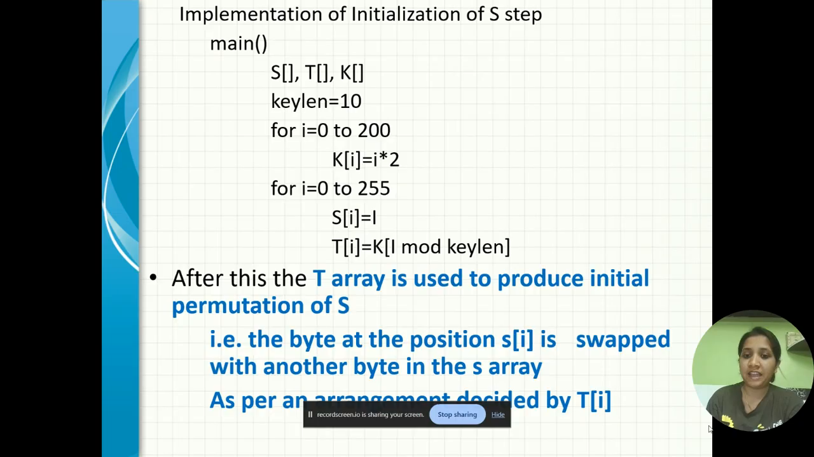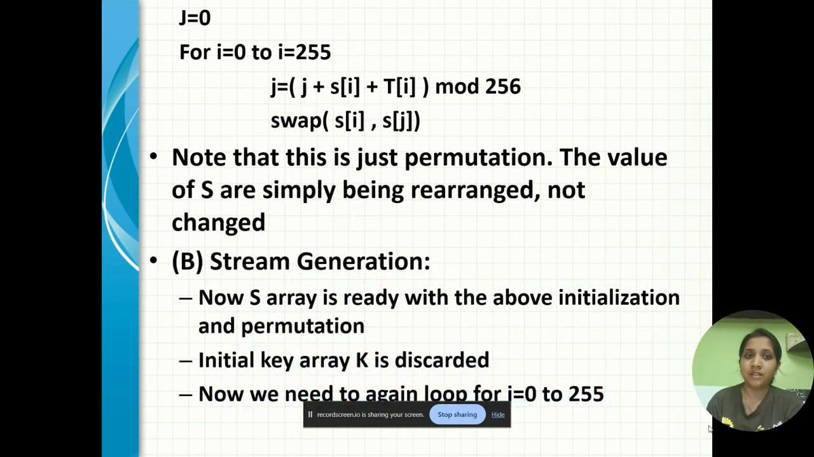After this, the T array is used to produce the initial permutation of S, that is, the byte at position S[i] is swapped with another byte in the S array, as per an arrangement decided by T[i]. J equals 0, for i equals 0 to i equals 255: J equals (J plus S[i] plus T[i]) mod 256. Swap S[i] and S[j]. Note that this is just a permutation; the values of S are simply being rearranged, not changed.